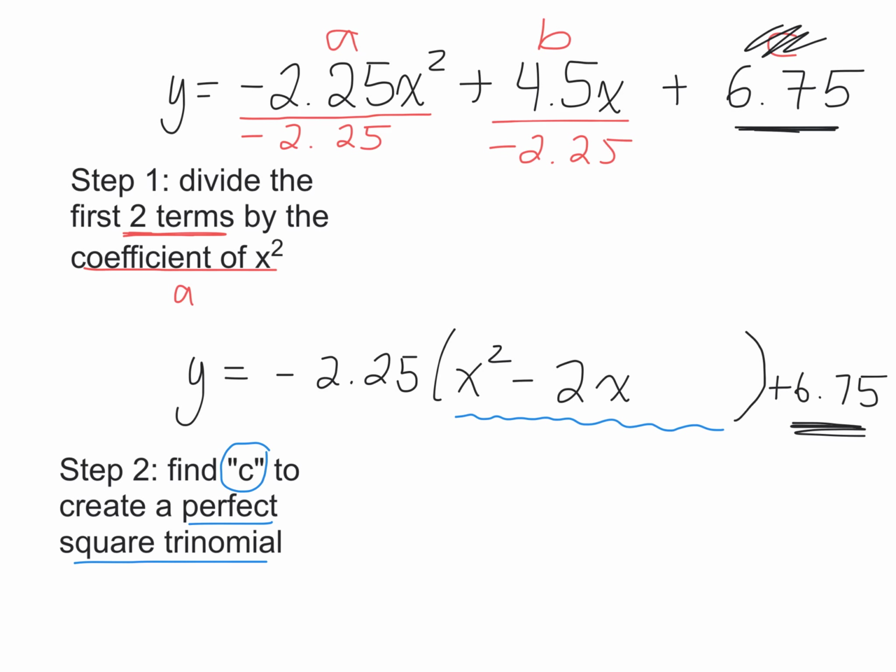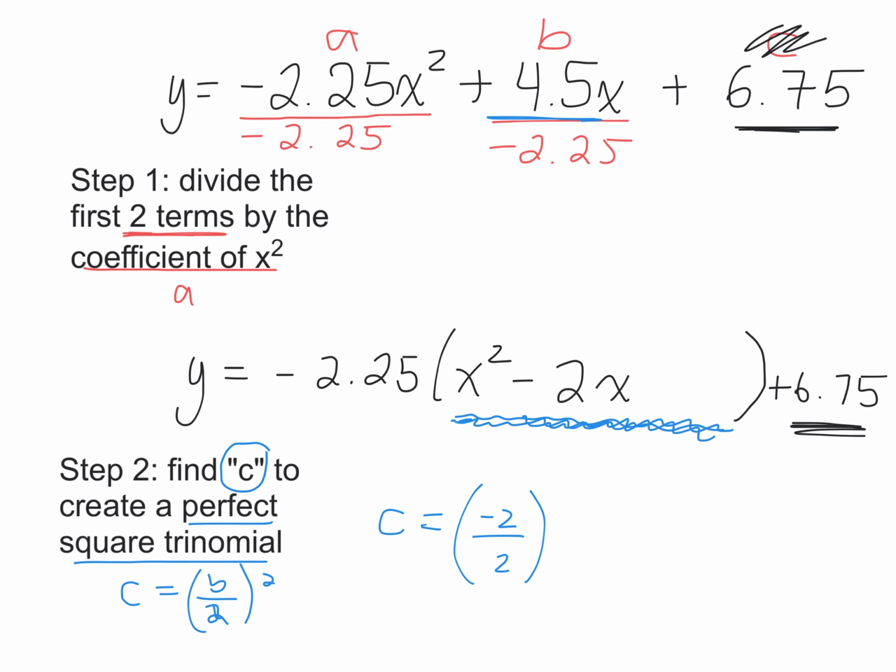What is the formula for finding c? What is c equal to? b divided by 2, squared. Now, remember, what is my new b value? I'm creating a perfect square trinomial using these terms. So b is negative 2. It's not 4.5, right? You're using your new form. So c is equal to negative 2 divided by 2, squared. What's negative 2 divided by 2? Negative 1 squared equals 1.